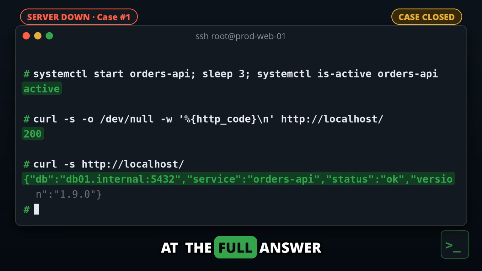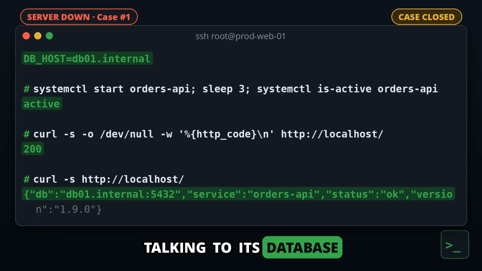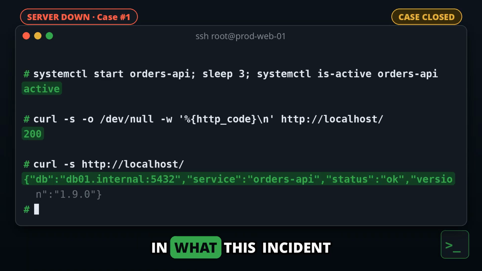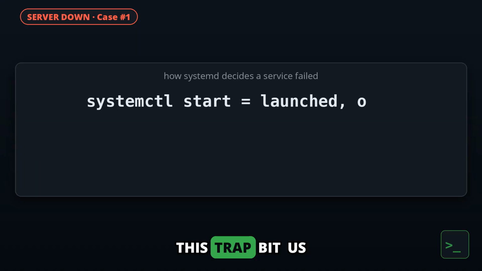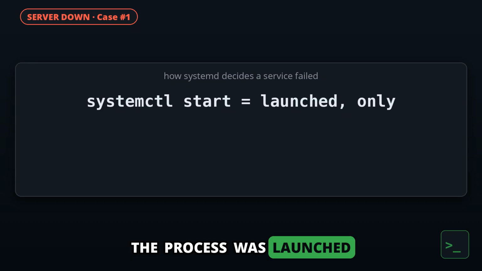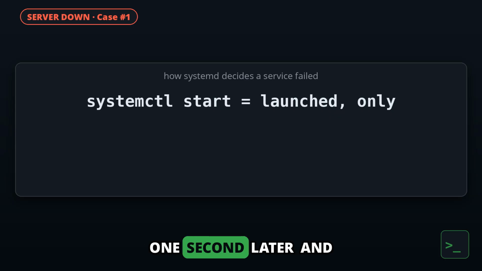And one last look at the full answer. The orders API is up, talking to its database. Status, OK. Breathe. Now let's lock in what this incident taught you. This trap bit us twice, so burn it in. When systemd says started, it only means the process was launched. It can still crash 1 second later, and systemd will not shout about it.